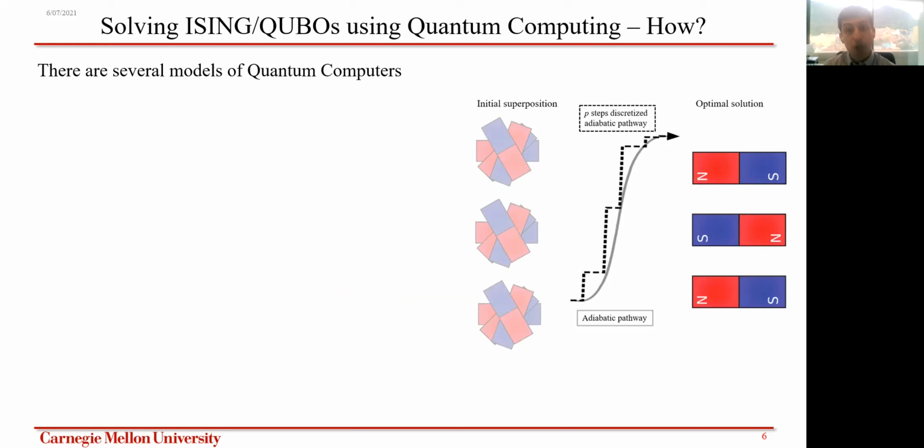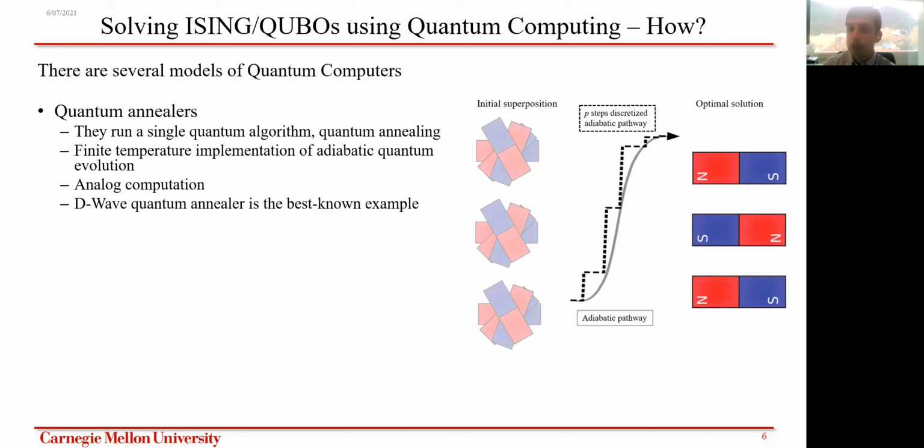First of all, there are several models of quantum computers right now. One of them are quantum annealers. The quantum annealers are devices that run a single kind of quantum algorithm called quantum annealing. And you can think of this kind of algorithm as a finite temperature implementation of the adiabatic quantum computation that I just told you about, where a system easy to set up is isolated and then transformed into a final system that resembles an optimization problem of interest. This is an analog computation, and the best known example of this are D-Wave quantum annealers.